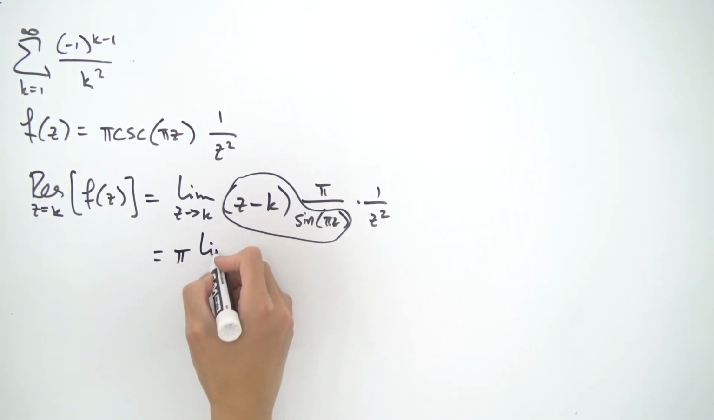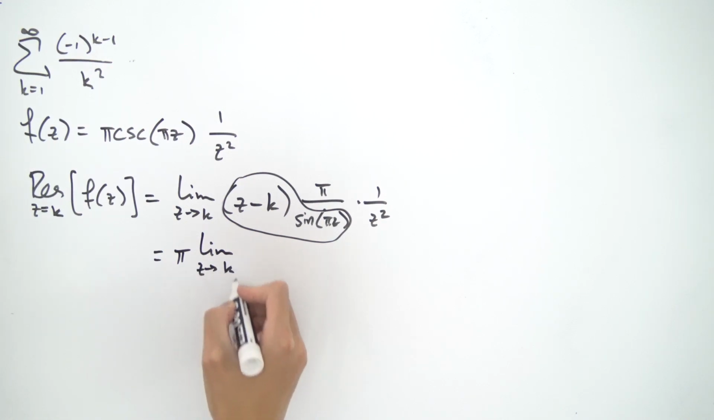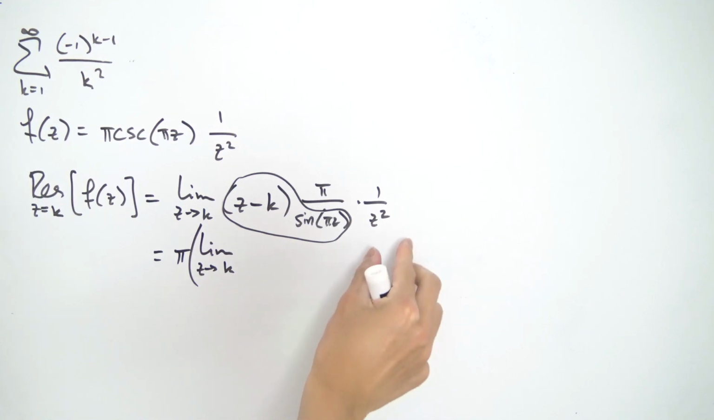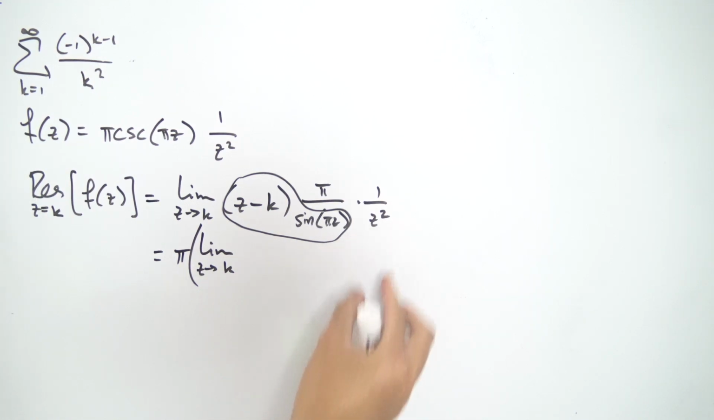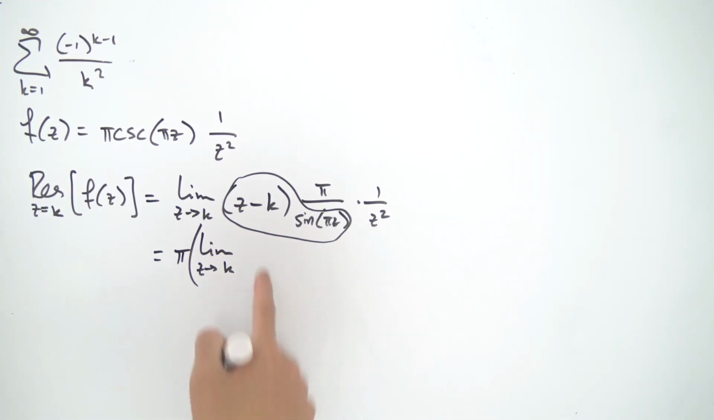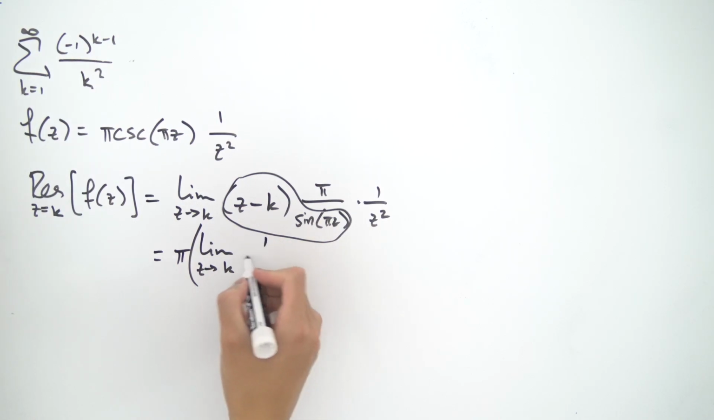So now we have the limit as z approaches k. And I'm also going to split the limit up, so we're going to take this limit and the limit on this other part over here. So the limit as z approaches k, let's differentiate the top, that's going to be 1.